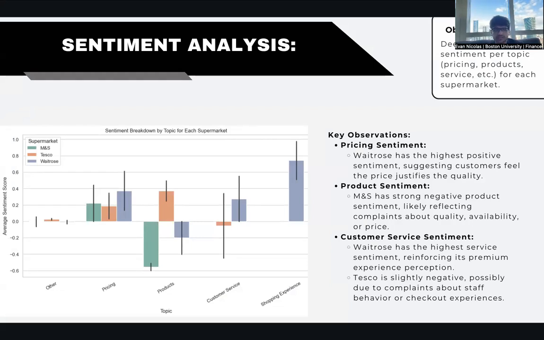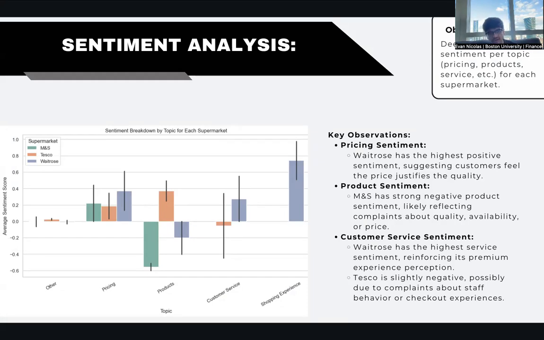What do customers think? When we do the overall sentiment comparison, we see that Waitrose has the highest positive sentiment, indicating that customers feel higher prices are justified by their quality and service. Whereas M&S has the most negative sentiment, particularly around product quality and pricing. Tesco has mixed sentiment. Its Club Card loyalty program was highly praised, but in-store experiences such as self-checkout and donation prompts received criticism.